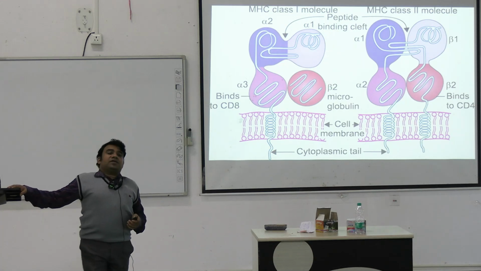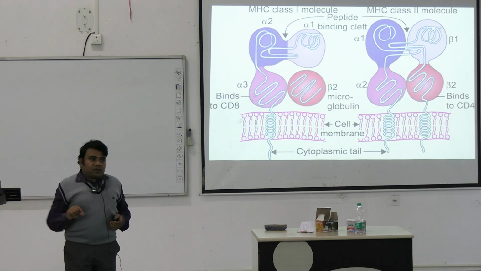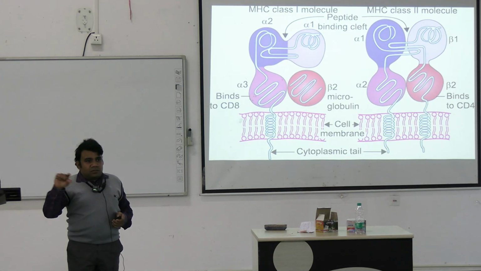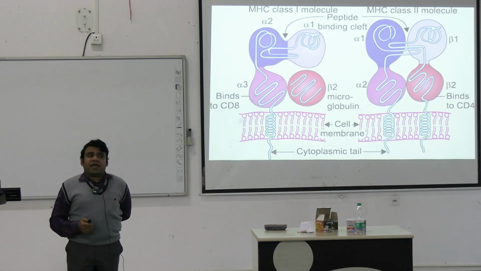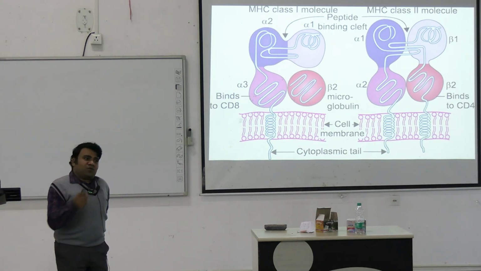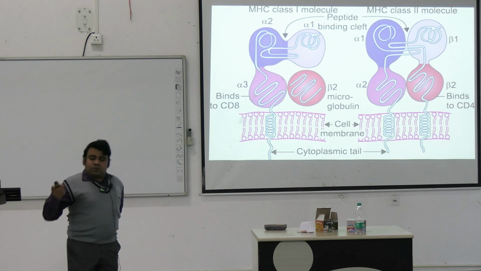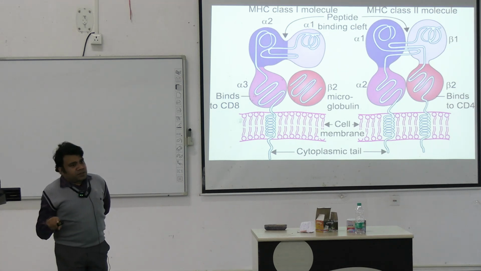Why? Platelets are formed from a part of the cytoplasm of the megakaryocytes. The megakaryocytes will have a nucleus, and these molecules are present on their surface.